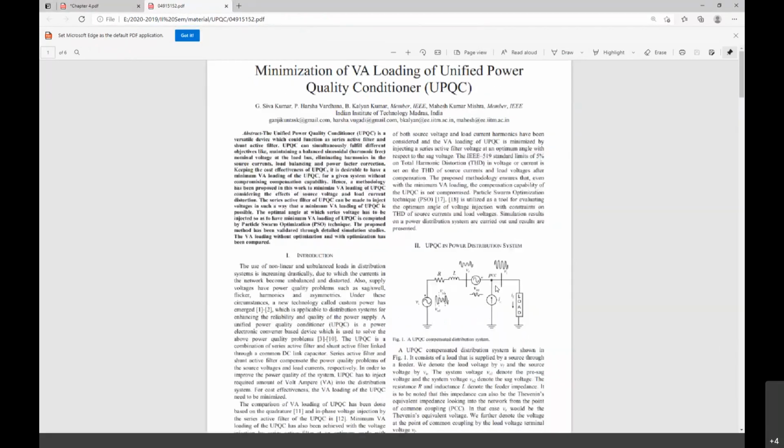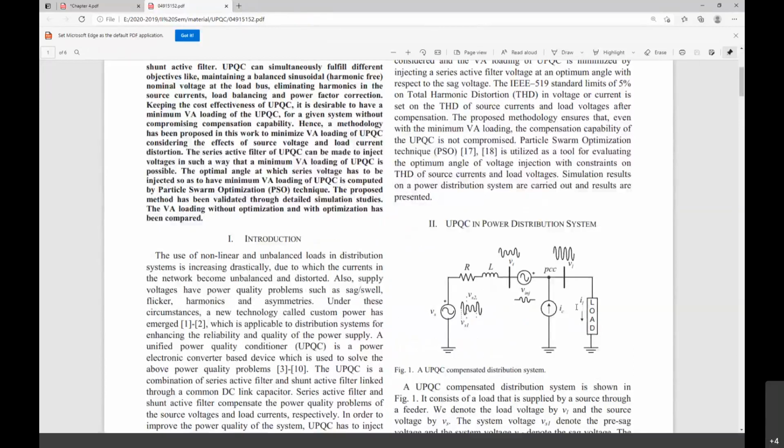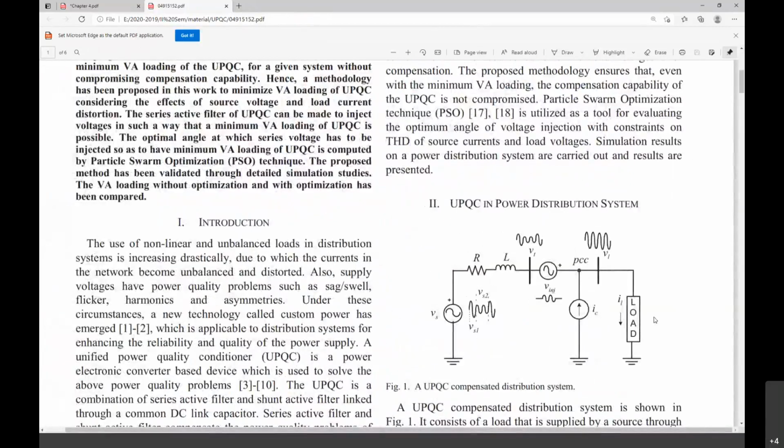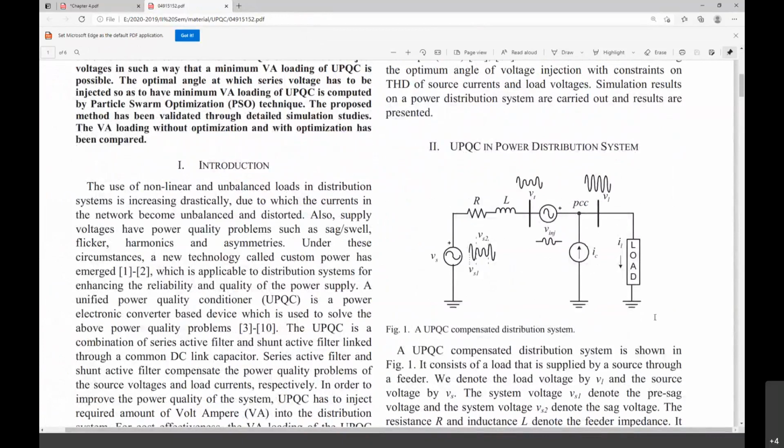See here, in this particular case, unified power quality in the power distribution system. This is the source voltage. You see that there is a sag over here, and it will be there on the terminal also. And the load has been brought back to the nominal voltage. This is the injected voltage, and this is the compensator.